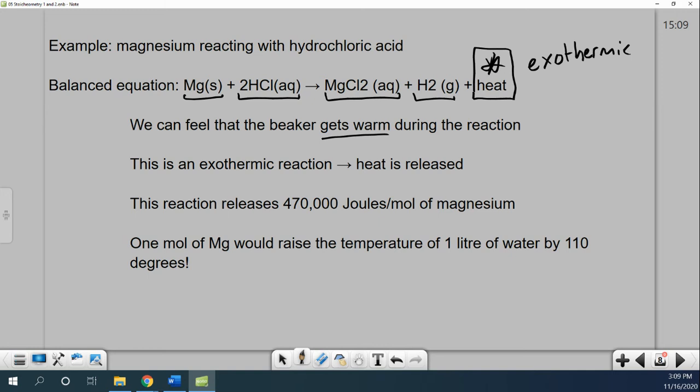And if you were to measure this and actually stick a thermometer in and find out how much heat's being given off, it turns out there's 470,000 joules for each mole of magnesium. That's a buttload of energy. That means that a single mole of magnesium, if you put this into acid, would raise the temperature of a full liter of water by 110 degrees. That's enough to boil it. So if you put a mole of magnesium into acid, you'd end up boiling probably that acid because the acid's aqueous, it's in water, and so you'd get that water boiling. And so you'd have boiling hydrochloric acid, which is not going to be a good time for anyone involved.